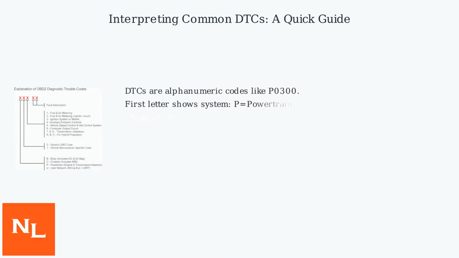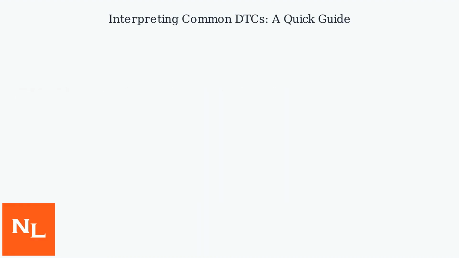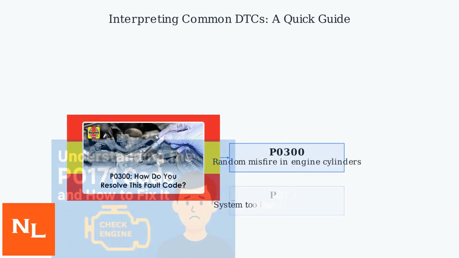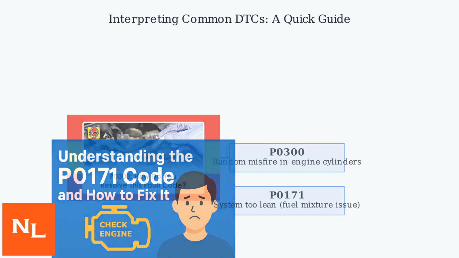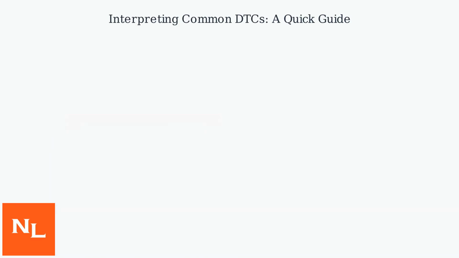DTCs are alphanumeric codes that follow a specific structure. For example, P0300 indicates a random misfire, while P0171 suggests a lean fuel trim issue. The first letter shows the system affected, and the numbers provide details about the problem. Common examples include P0300, which signals a random misfire in the engine cylinders. This could be caused by faulty spark plugs or ignition issues.